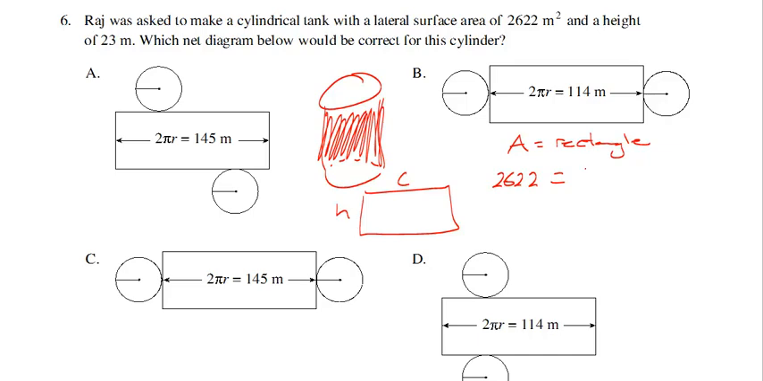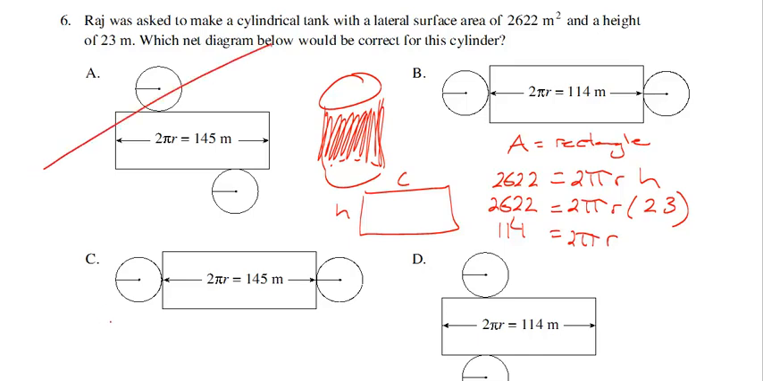Well, that means that I'm going to have the circumference, which is 2 pi r, times the height. Well, we know a little bit about this, right? We know that the height is equal to 23, so I have 2 pi r times 23. If we divide both sides by 23 right here, we'll have 2 pi r is equal to 114. So that means that our 2 pi r, the circumference of this thing, is equal to 114. So we can eliminate A and C like so.